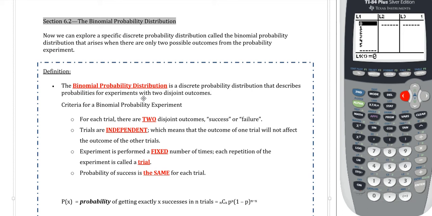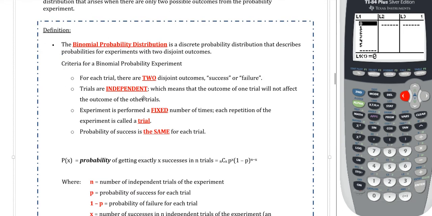The binomial probability distribution is a discrete probability distribution that describes the probabilities for experiments with two disjoint outcomes. And it follows four specific notes that we need to identify in order for something to be binomial. The first criterion is that for each trial, there are two disjoint outcomes, which we typically call a success or a failure. So success, failure, true or false, A or B, yes or no, live or die, stuff like that. These are all disjoint outcomes, which means some of the ones that we just did in the previous section at the end of 6.1, where we had individuals living or dying for an insurance policy, or winning or losing for a gambling game, those were both binomial distributions.